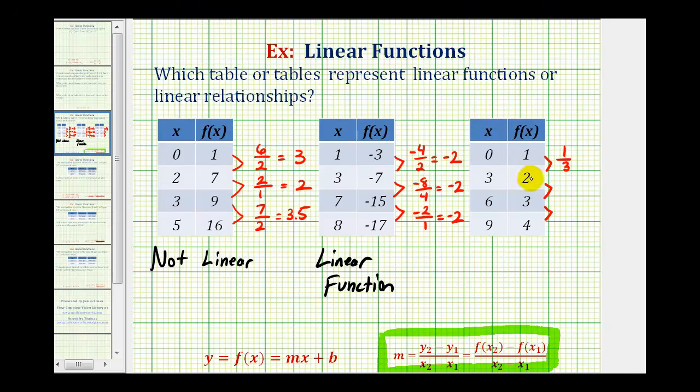Next we have 3 minus 2, that's 1. And then we have 6 minus 3, that's 3. The rate of change is 1/3 here as well. And then one more time we have the change in the function values, 4 minus 3 is 1, and the change in the x values, 9 minus 6 is equal to 3. Again, notice how the rate of change is constant, where the slope between the points is always 1/3. Therefore, this table also represents a linear function.